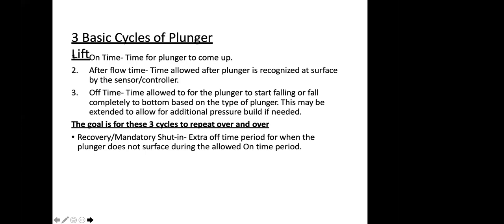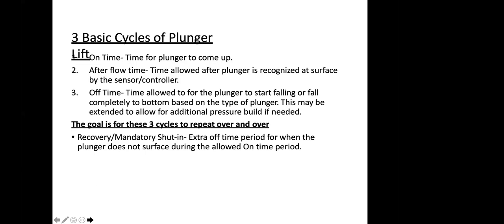So after that plunger comes up, it clears that fluid load. Maybe it needs to flow for a while to bring in enough fluid for the next run. And if you let it flow too long during afterflow, you could bring in too much fluid, and then you don't have enough horsepower or volume to lift that amount of fluid for your next run. So your afterflow is that period of time after your plunger has made it to surface.